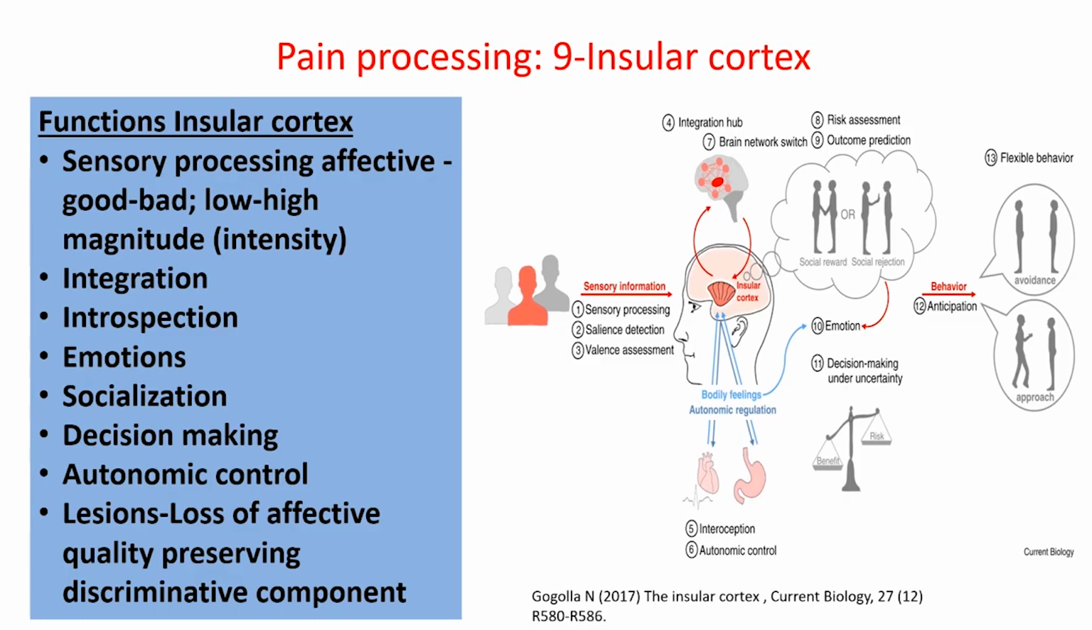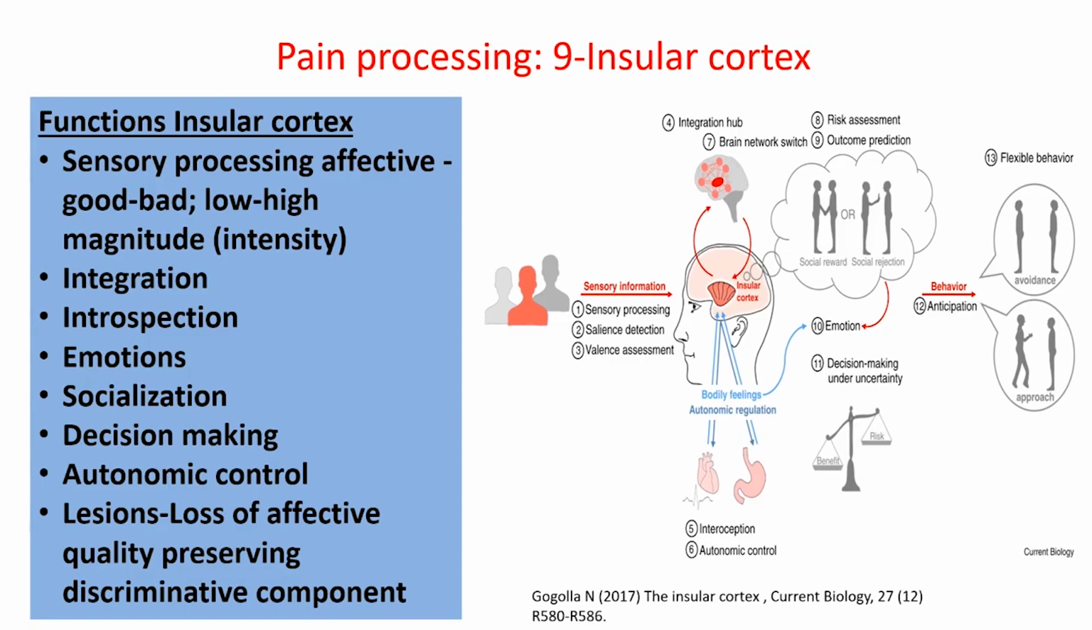Withdrawal from the social contexts is seen with a person subjected to pain. That means socialization, whether the person wants to mix or does not want to mix, the insular cortex does. And to perform certain tasks during the pain, or what to do with the pain, or how to tolerate the pain, this is one of the decision making areas. It also controls the autonomic activity.